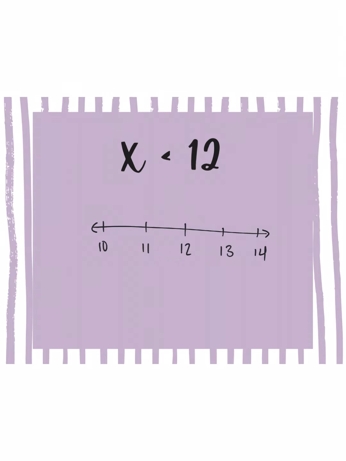So if I want to show the numbers that are less than 12, I want to circle the 12, but not fill it in because I'm not saying less than or equal to. If I was, then I'd fill it in. And then I draw an arrow that points to the left side, showing all the lesser numbers.